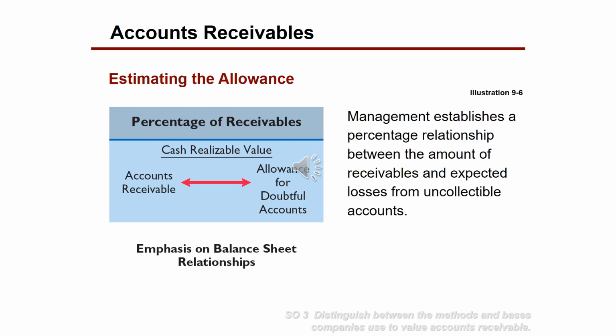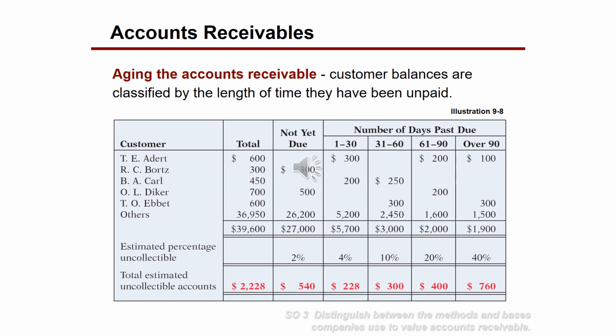On the other hand, under the percentage of receivables basis, management estimates what percentage of receivables will result in losses from uncollectible accounts. The company prepares an aging schedule in which it classifies customer balances by the length of time they have been unpaid. Because of its emphasis on time, the analysis is often called aging the accounts receivable. And the way this is done is illustrated in your textbooks in illustration 9-8.